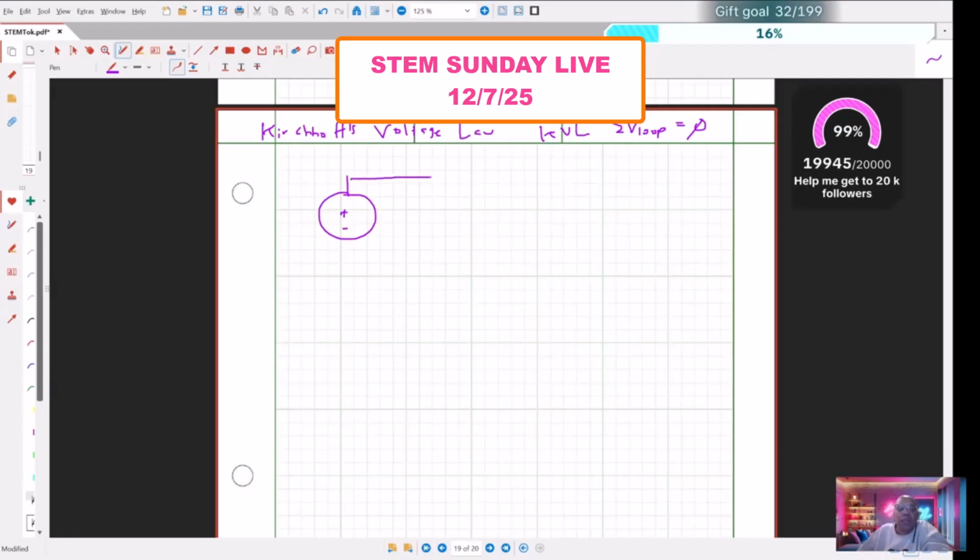So we had nodes before, and now we have something that is called a loop, okay? So this is what you call a loop. Everything is head to tail, right?